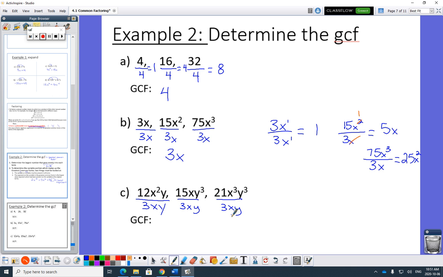So I'm going to check over here. Divided by 3, 4. X squared divided by x is x. Y divided by y turns to 1. Go ahead. Are you ready?